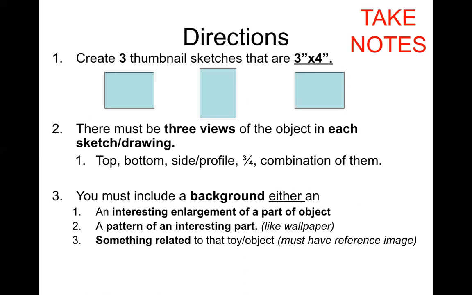The key is if you're going to use a background that's not a part of the object, you have to find an image reference. We are not going to draw from our head, because once again, when we draw from our head, it's simplified, right? It's those bad symbols that we did when we did the house and the flower and the bird, okay? So we're going to make sure that we think about a clever, interesting background.